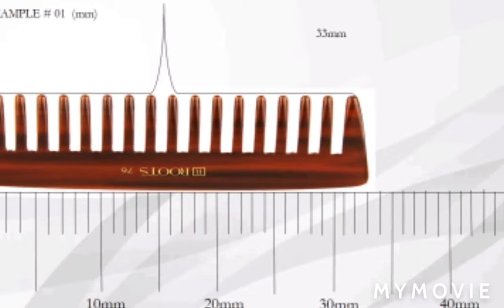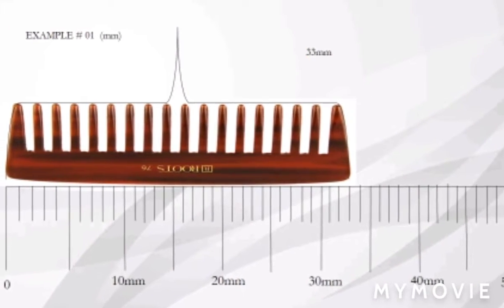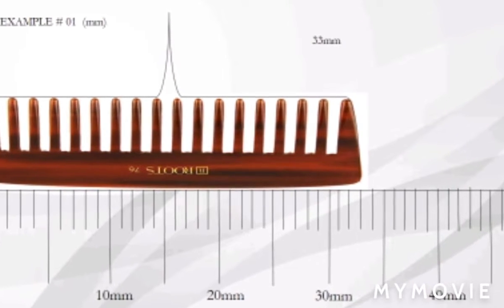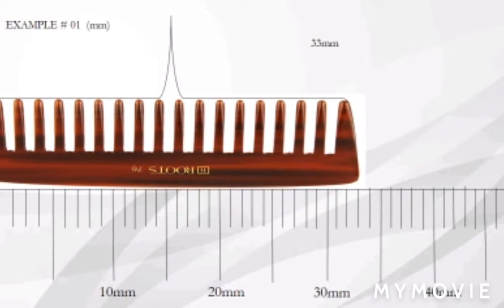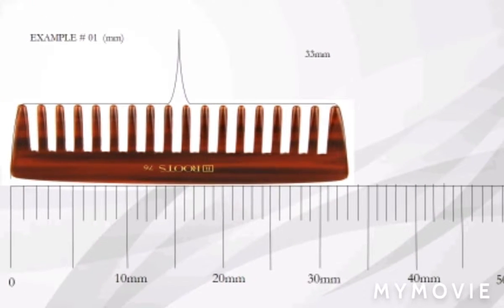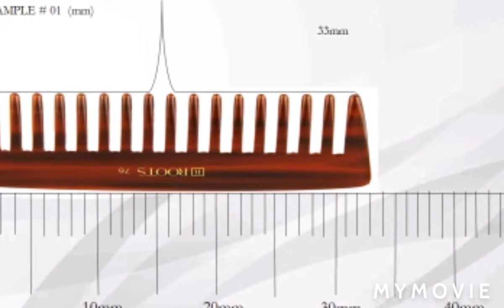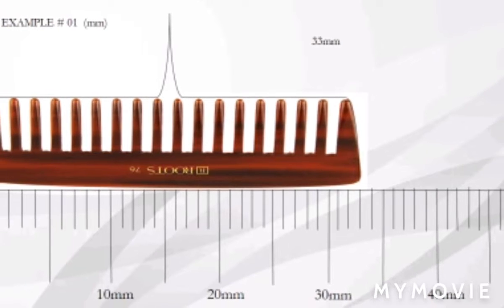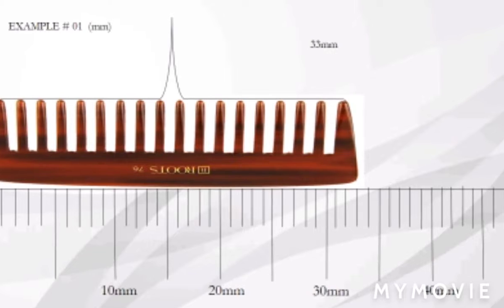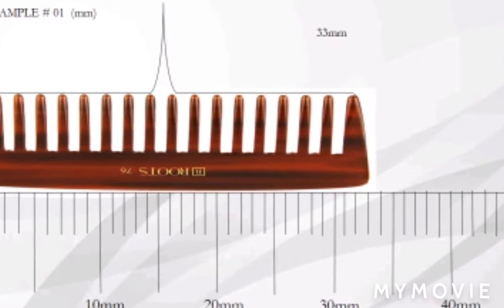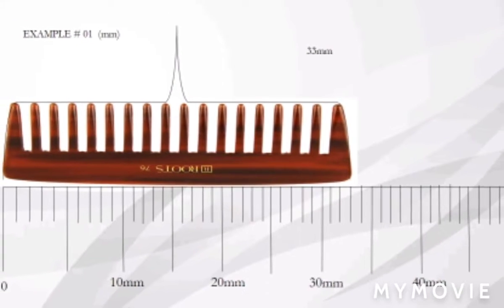Let's proceed to our example number 1 in millimeters. If we are to measure this brown comb, it will be read as 33 millimeters. Why? Because, as I've mentioned earlier, 1 cm is equivalent to 10 mm. And if we find the length of this object, you will just add all the 10 until here in 30. And since it exceeded 3 small lines, 30 plus 3 is equal to 33 millimeters.